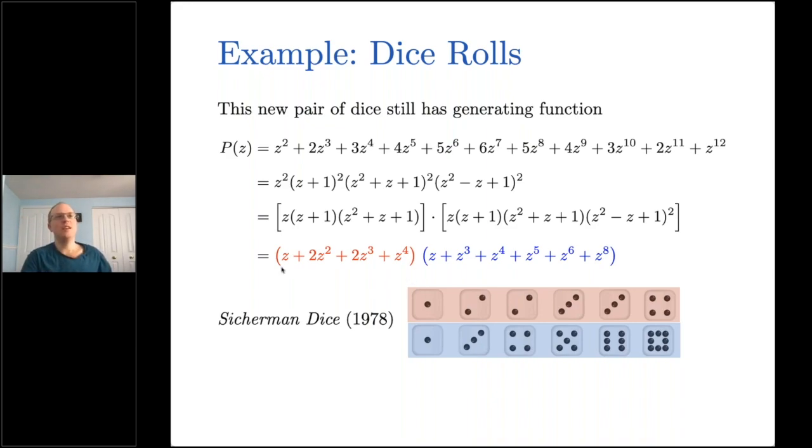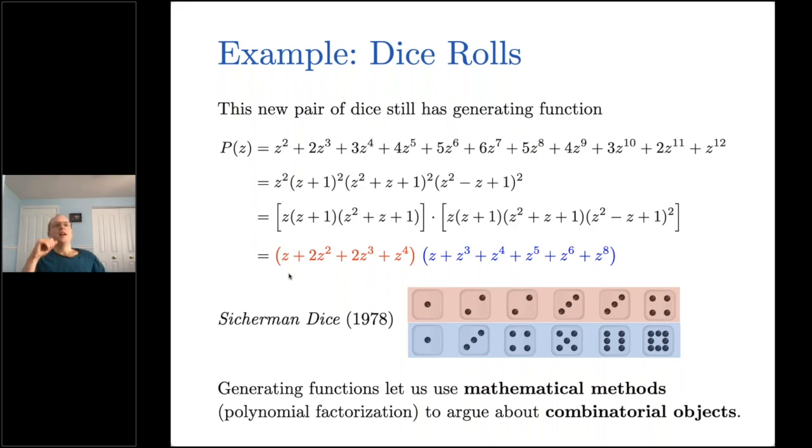So for instance, this term here, the first one, there's a z, so that means there's one object of size 1, so there's one face with one dot on it. There's two objects of size 2, so there's two faces with two dots on them, two faces with 3 on them, and one face with 4 on them. So that's kind of cool.